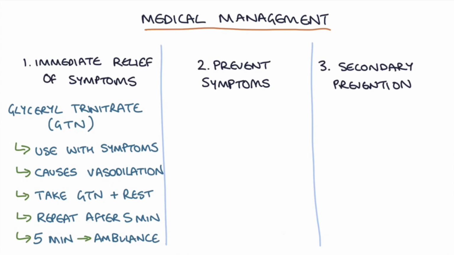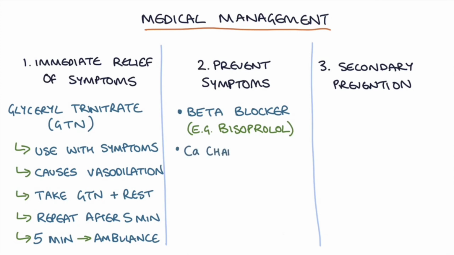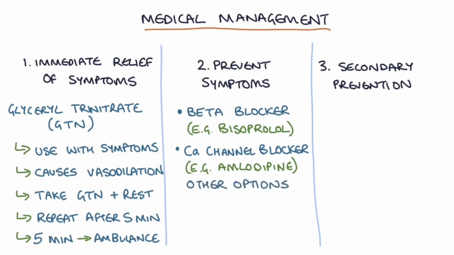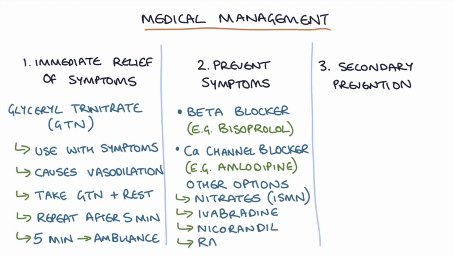The second thing we talked about was the long-term symptomatic relief, and that's achieved with either a beta blocker, such as bisoprolol 5 mg once a day, or a calcium channel blocker such as amlodipine 5 mg once a day. It's possible to use a combination of both of these if the symptoms are not controlled with one, and there's a whole host of different options if they don't work, such as long-acting nitrates like isosorbide mononitrate, ivabradine, nicorandil, or ranolazine. But these other options would probably be initiated by a cardiologist or a specialist.